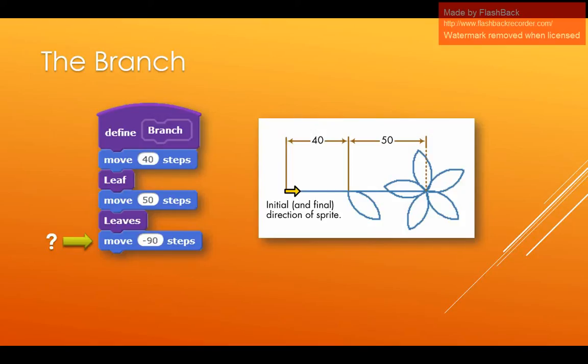Okay, with our branch we are drawing 2 lines. So we move 40 steps, draw a leaf, move 50 steps, draw the leaves, and then we move back minus 90. Why do we move back minus 90? So we go 40, 50, and then we go minus 90. Because we want to get back to where we started. Okay. Alright. We'll explore that a bit more when we're done with our coding.